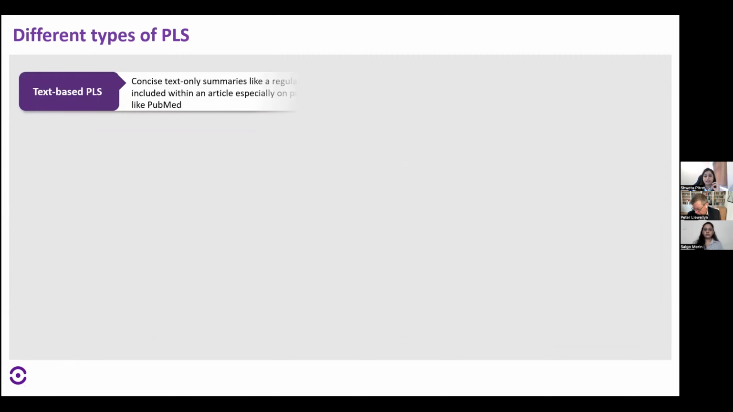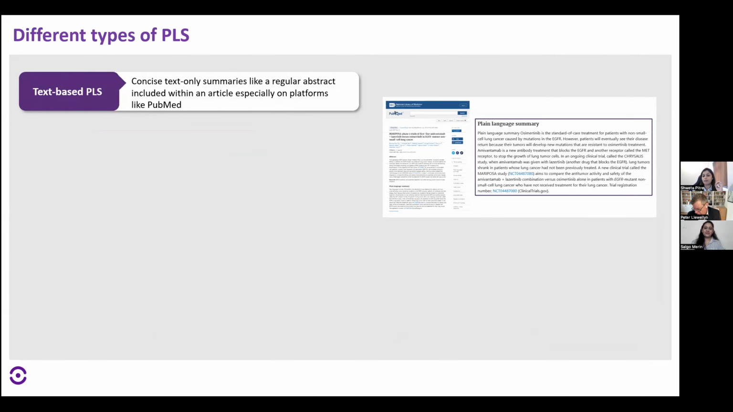The first type, and the most well-known type of plain language summary, is the text-based PLS. These are concise, small text summaries, which you see alongside your article. You could easily see them on PubMed as well. These are small, brief ones, around 250 words, just simple text.